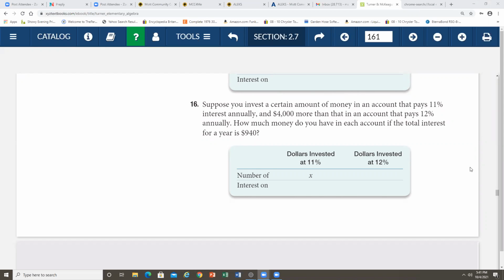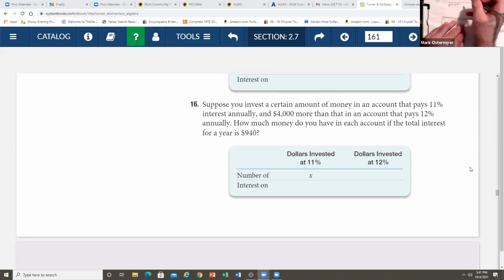The first row, they say number of. I'm going to change that. I'm going to call the first row the amount of money that's invested. The amount of money invested. All right, that's what I'm going to call the first row.